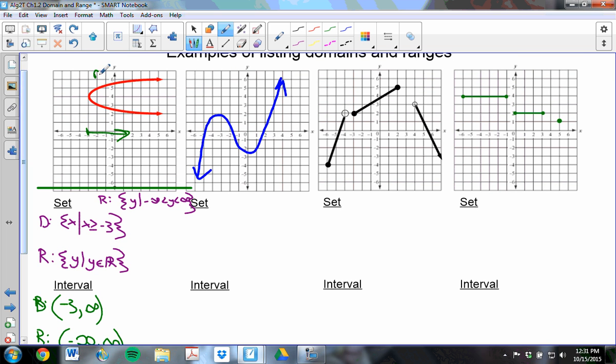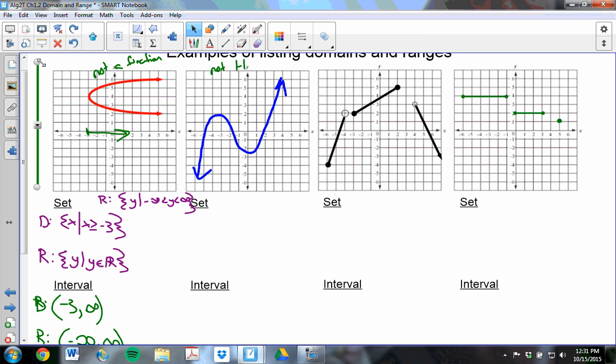This red one is not a function. That's okay. Things that aren't functions can still have domains and ranges. The blue one is a function. It's not a one-to-one function, for what it's worth. But domain, if I scan left to right, is all real numbers. There's no point at which I'm not hitting the graph. I'm hitting it here, and here, and everywhere in between, and everything after. So the domain is all real numbers.